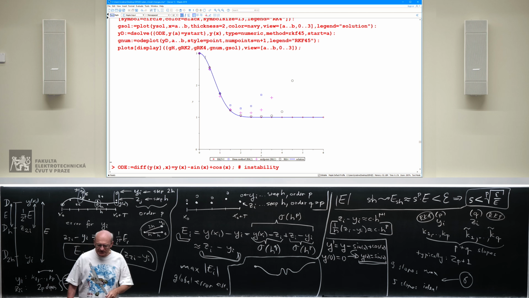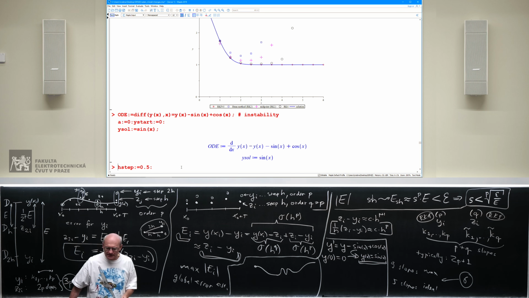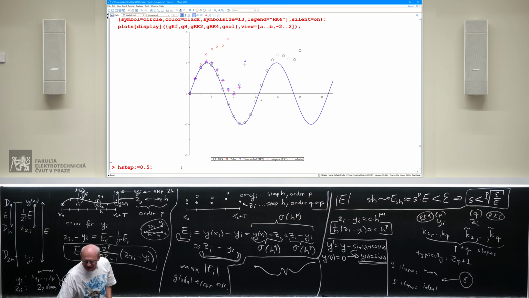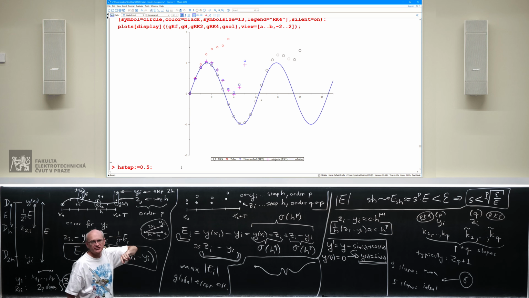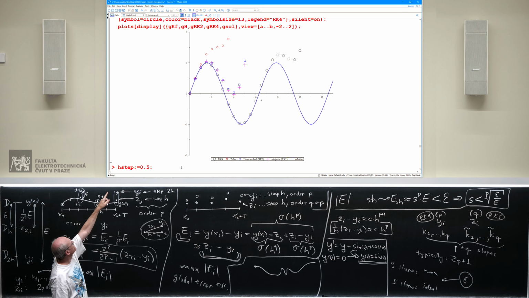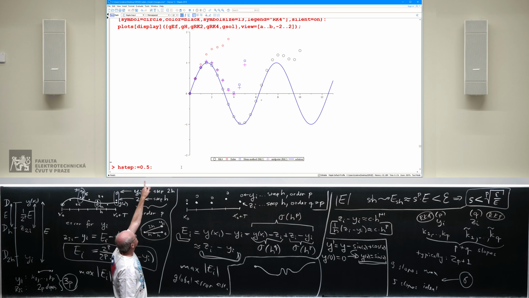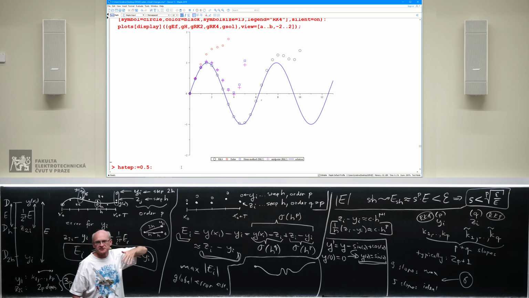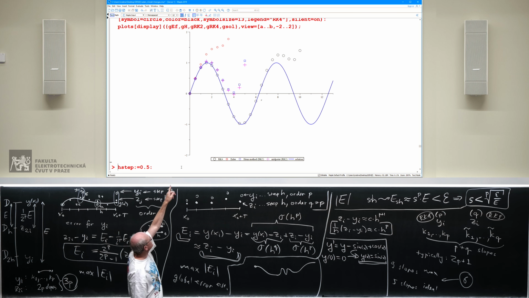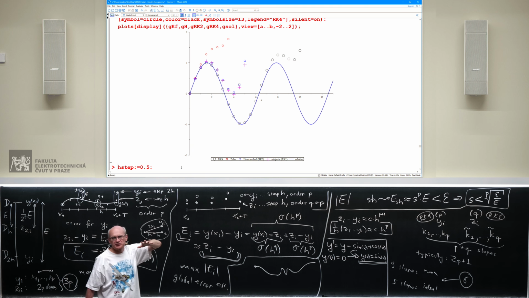Let's see how the methods that we covered deal with it. Well, step 0.5, as usual. Here is the picture. These are the Runge-Kutta methods. So Runge-Kutta method of order 1, that's the red circles, Euler method. And it didn't even go all the way to the first hill of the sine function. It's run away. Then there are blue squares, red crosses, that's the order 2 methods. Blue squares, that's the Heun method, red crosses, midpoint method.